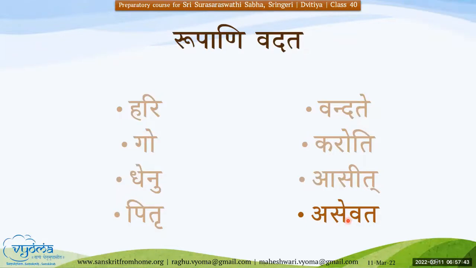So, try now again. Please repeat Prathama Purusha again now. Asevata, asevetam, asevanta. Alabhathaha, alabhetam, alabhadvam. Asevathaha, asevatham. Asevatvam. Asevadvam. Okay. Alabhe, alabhavahi, alabhamahi. Aseve, aseva vahi, aseva mahi. Very good. Thank you. So please continue practicing the Shabda Rupas and the Dhatu Rupas.